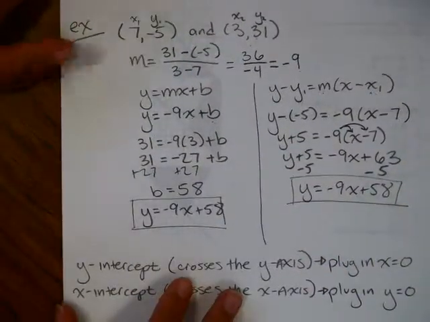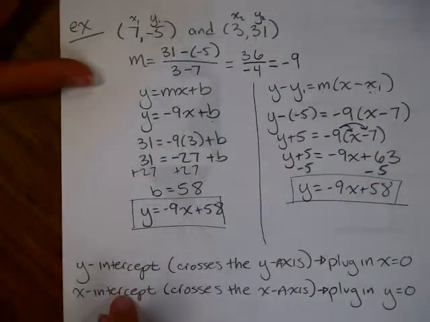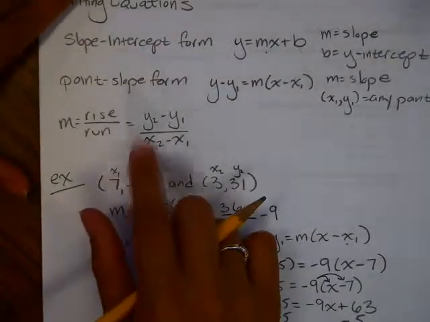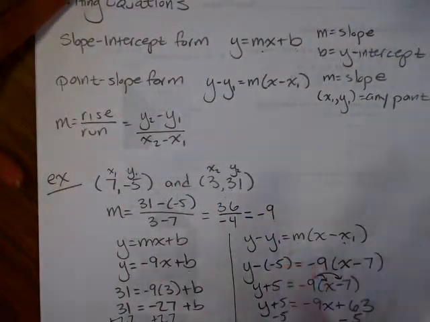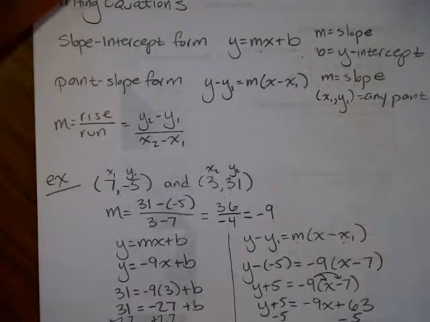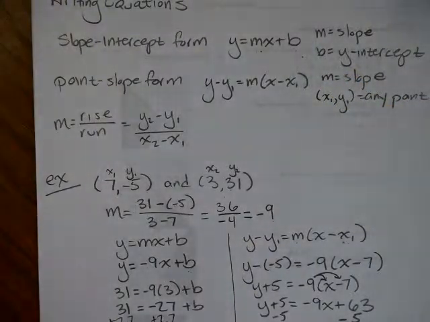So a few formulas for you to know here. Remember how to find your y-intercept and your x-intercept. Know how to find the slope given 2 points. And pick your favorite between slope-intercept form and point-slope form for how to find the equation of a line.